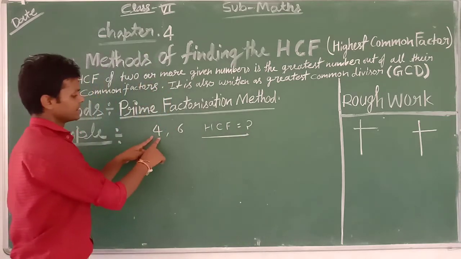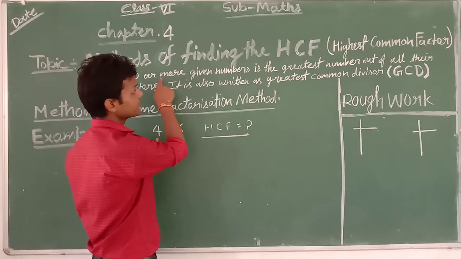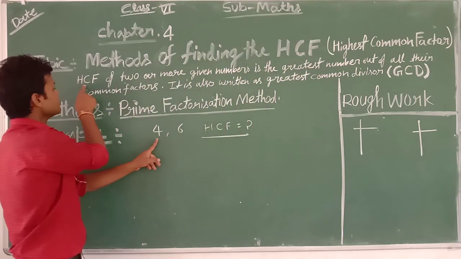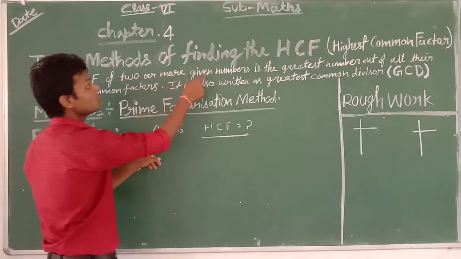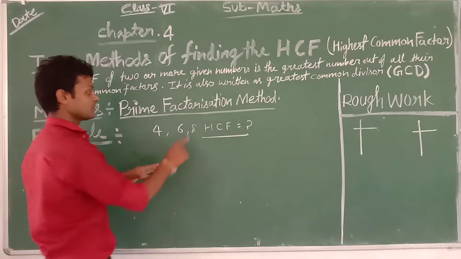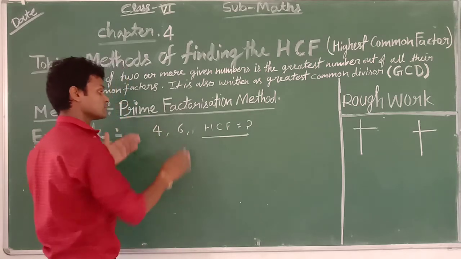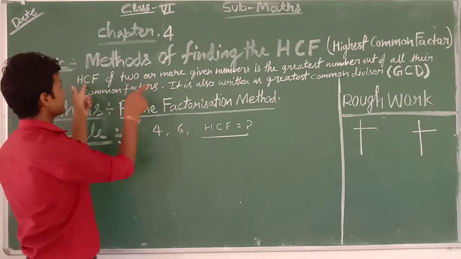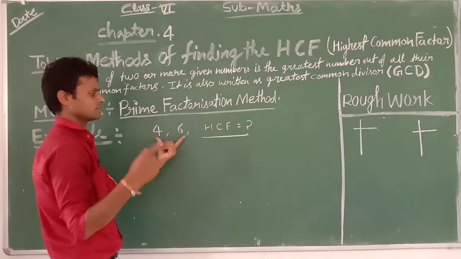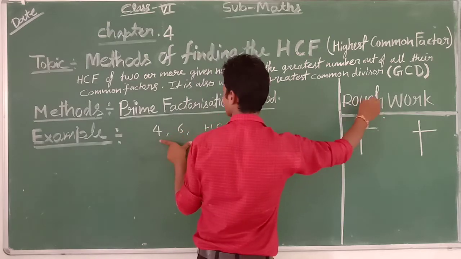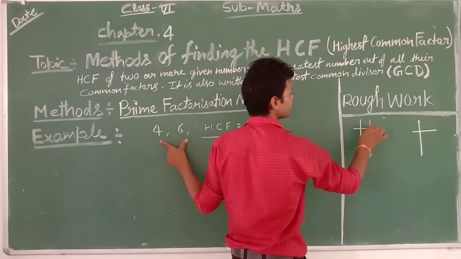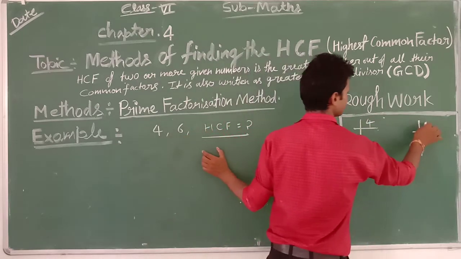Look here, there are two numbers. Read the definition: HCF of two or more given numbers. It can be 3 numbers, 4 numbers, anything, according to the definition HCF of two or more given numbers. First we take two numbers. Okay, we write here in this box, rough work, I made this column by rough work. I write 4 in this box and 6 in this box.